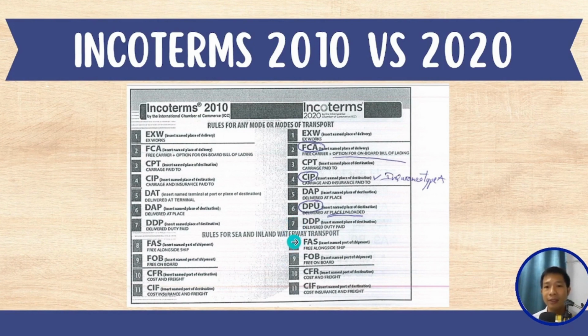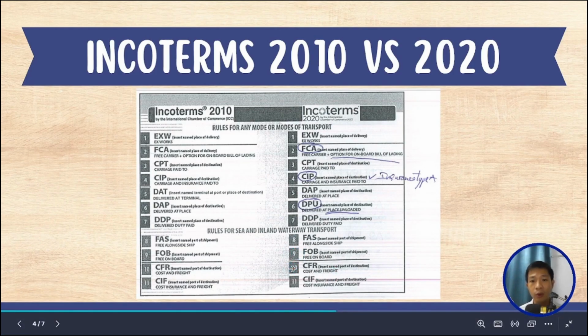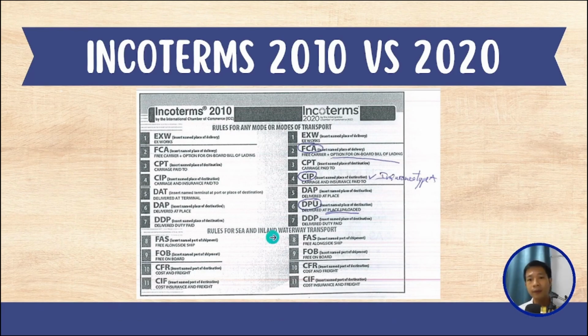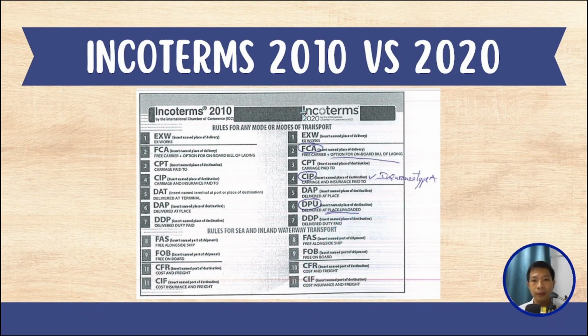Then, FAS is free alongside ship, which means delivery alongside the ship. FOB means free on board, which means delivery on board the ship. CFR is cost and freight, which means cost and freight. CIF, cost, insurance and freight, means the cost of insurance and freight. That's why you just need to always remember the English names of these Incoterms, and you can partially guess the meaning of each term. Now, the most fundamental difference between Incoterms 2020 and Incoterms 2010 lies in three areas.